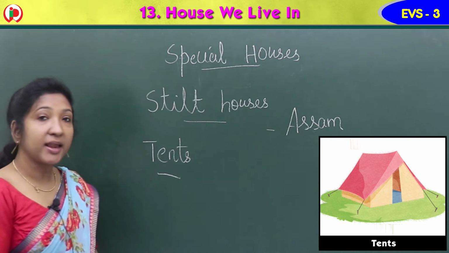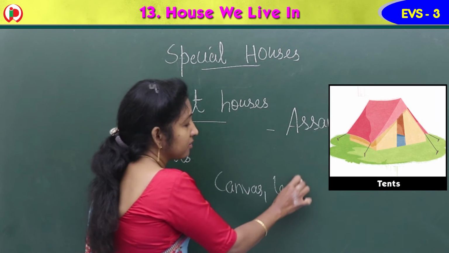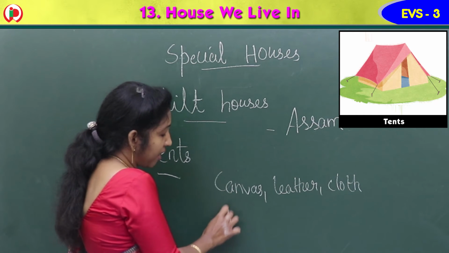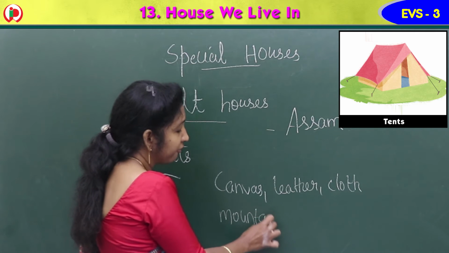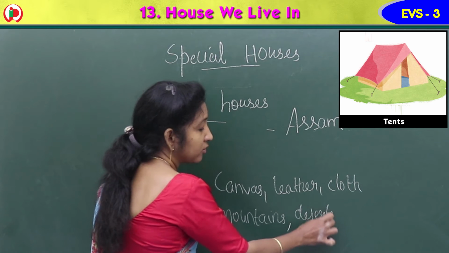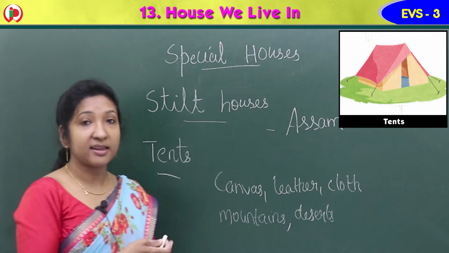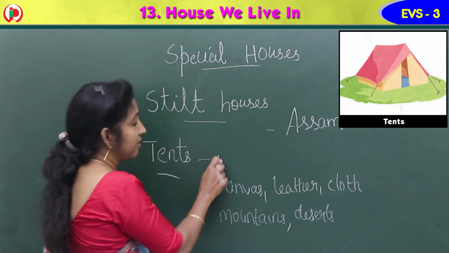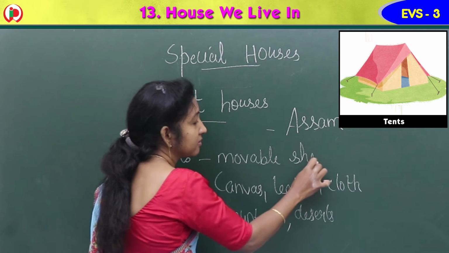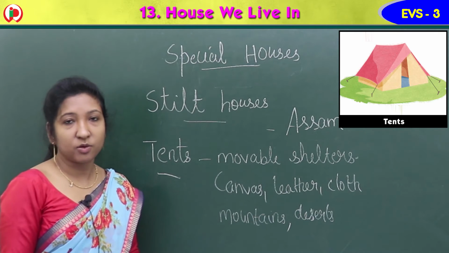Okay, so tents are made up of canvas, leather, cloth. People in mountains use this kind of special house. Mountains, deserts, and those who are going for camp, they use this kind of special house called tents. They are movable shelters, we say. Tents are movable shelters. Okay.